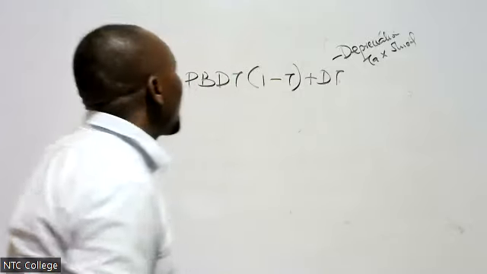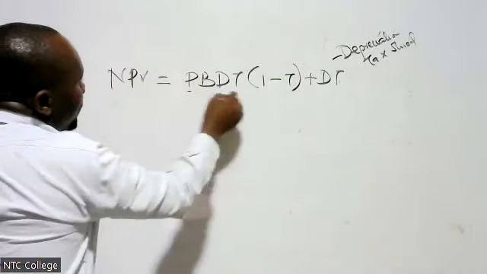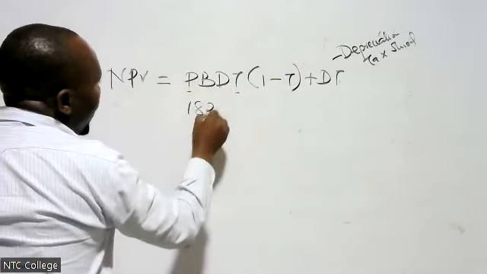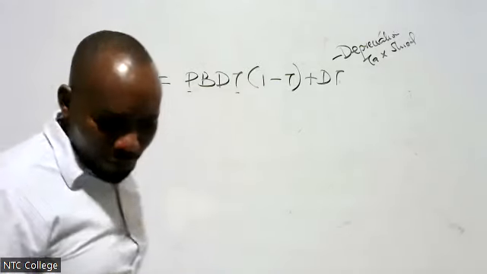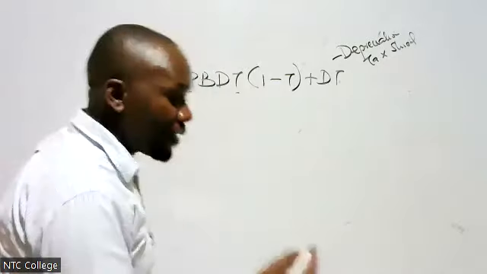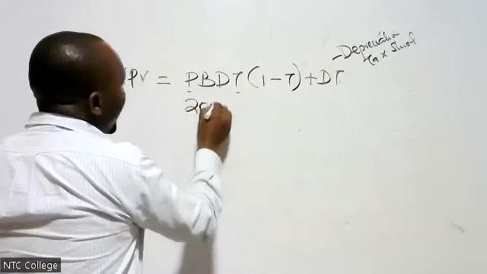So what did we do? We took the profit before depreciation and tax, which is 182,000. No, it was how much? Profit before depreciation and tax was 200,000. You remember? It was 200,000.